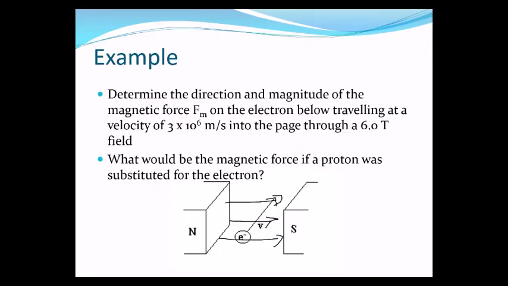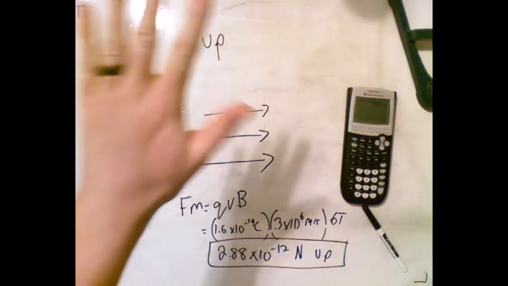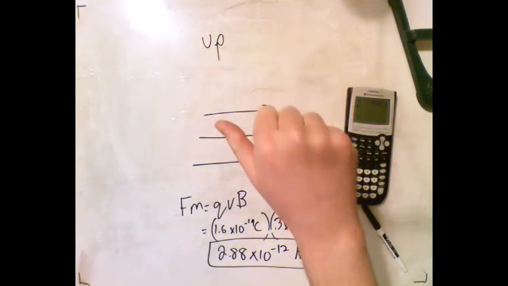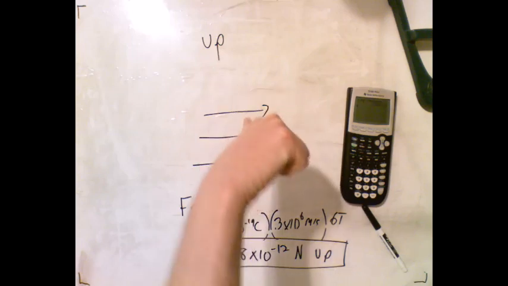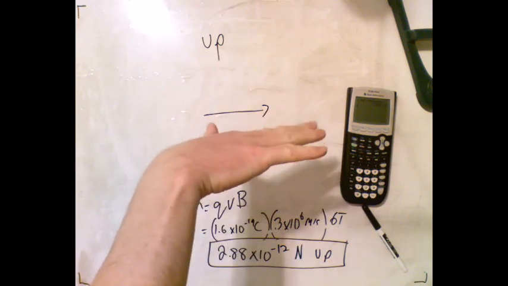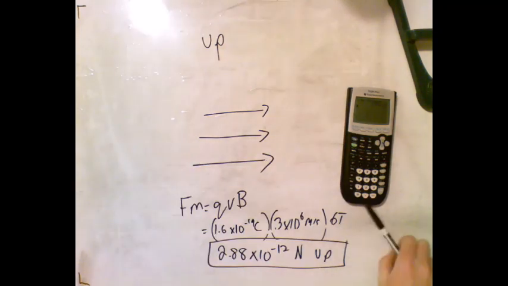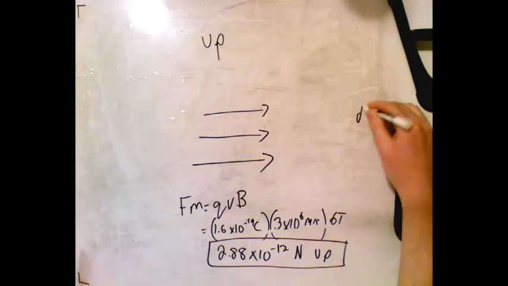So what would be the magnetic force if it was a proton? If we go back to this, if it was a proton, the only thing that I'm going to change is instead of using my left hand, I am going to use my right hand. So again, I'm going to make my thumb go into the page, and then I'm going to make my fingers go this way, right? And you can see that now my hand is pushing down. So for a proton, it's going to be down.